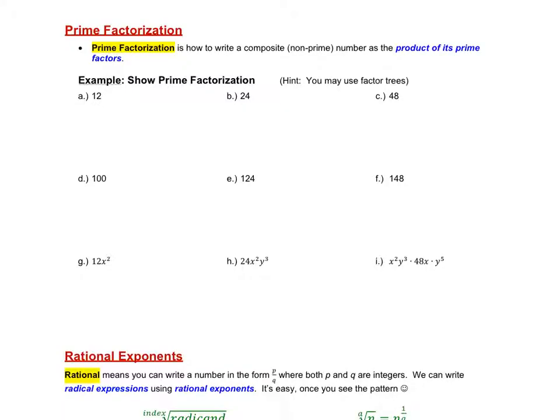So in this section, you're going to be using factor trees. So a factor tree is trying to find the prime numbers that make up the number that we're working with, like 12 in this case.